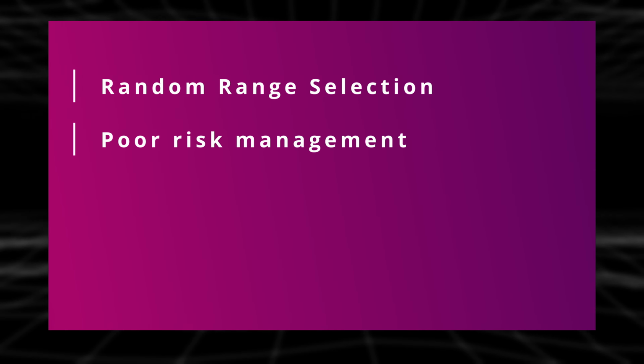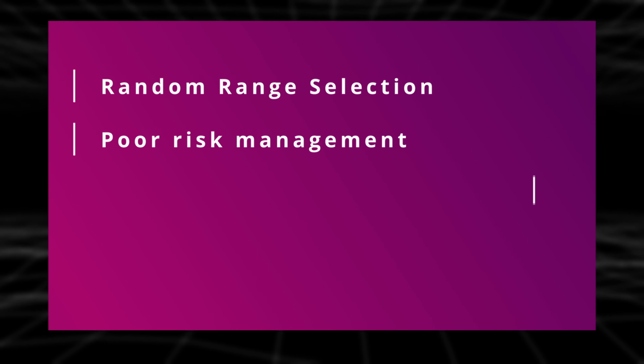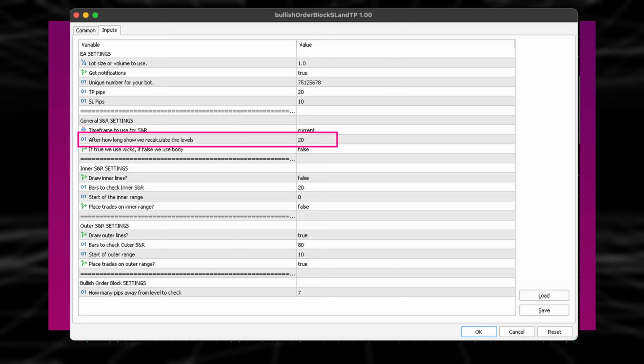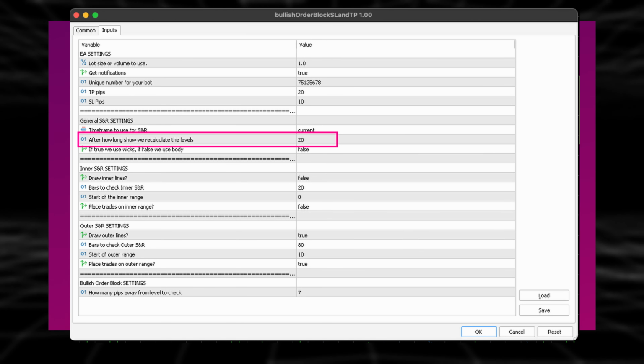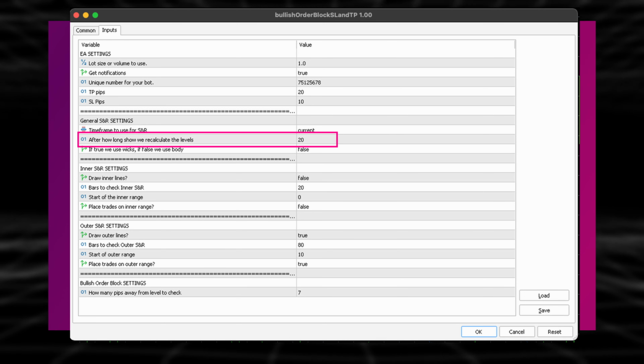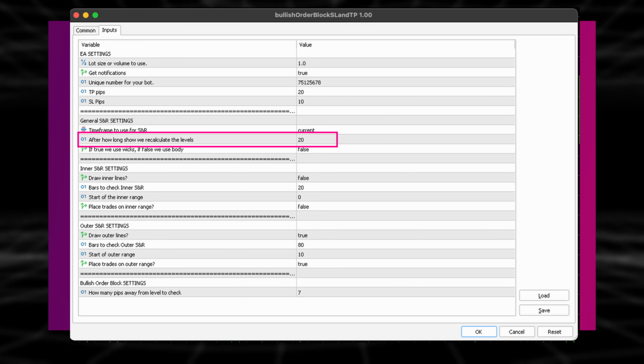The other problem we have is figuring out how often to refresh the levels. That is what this setting here means. In short, we are saying plot the lines, then wait for 20 minutes to recalculate them. I think 20 minutes works, but this should also be a point of consideration to optimize in future.